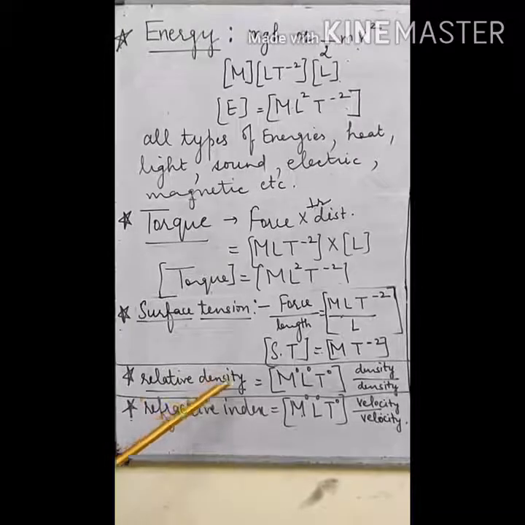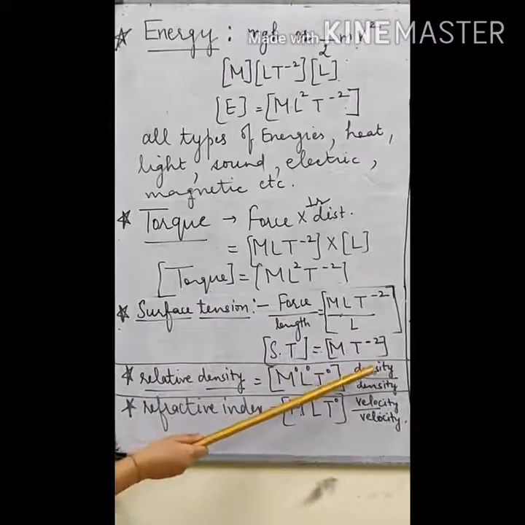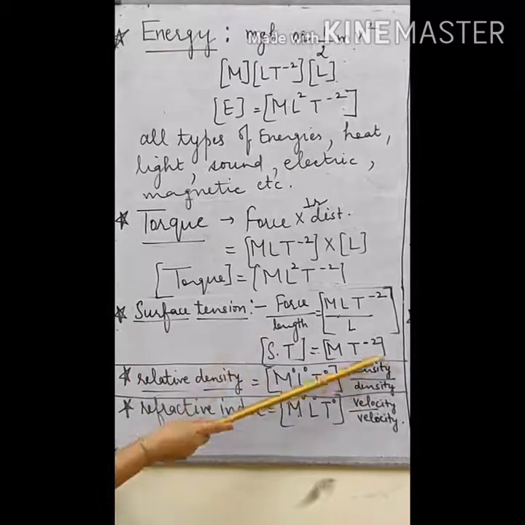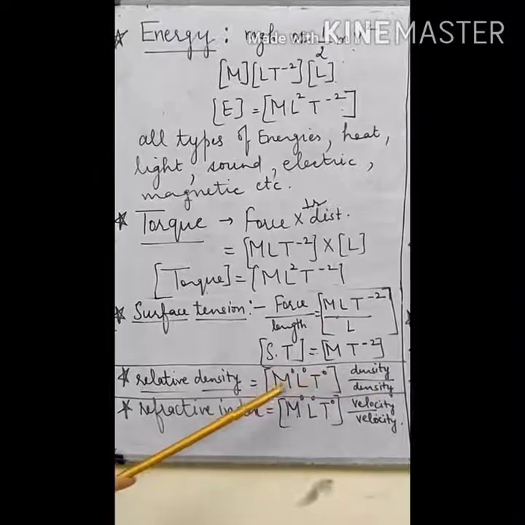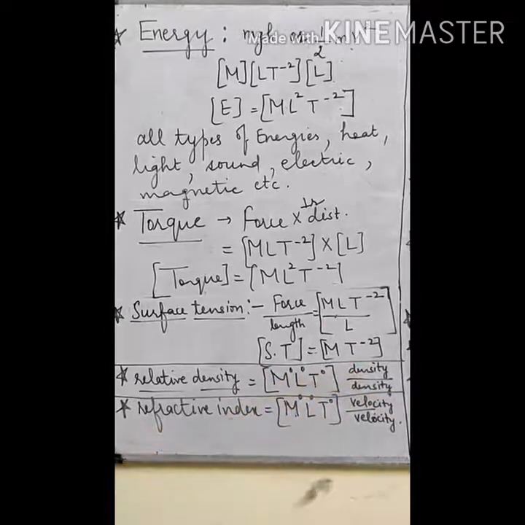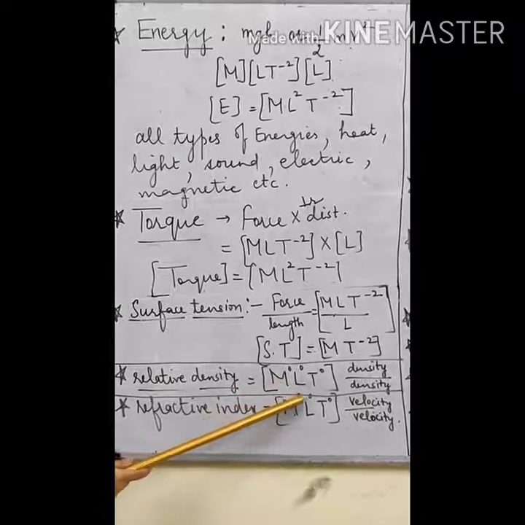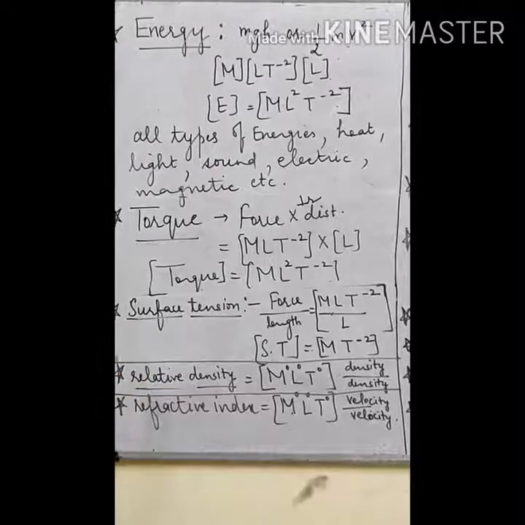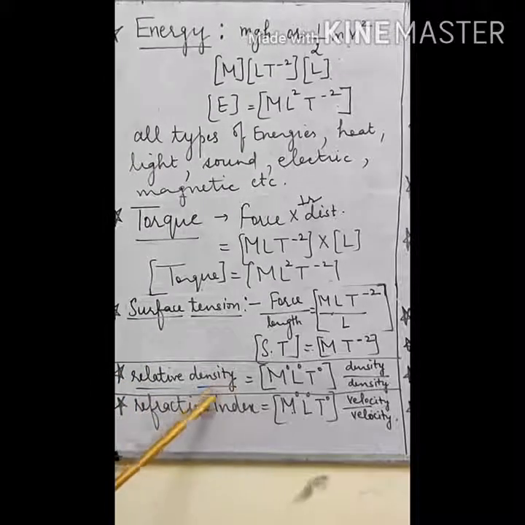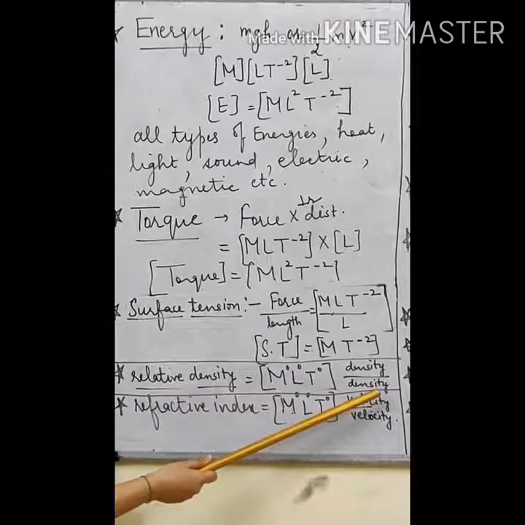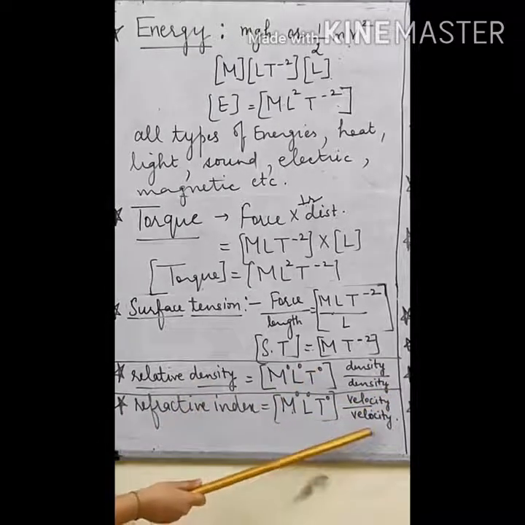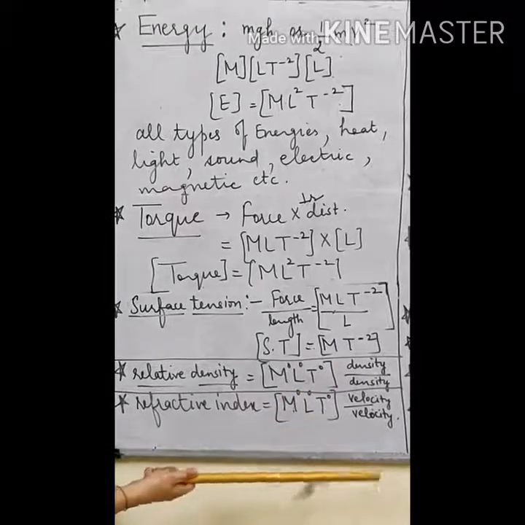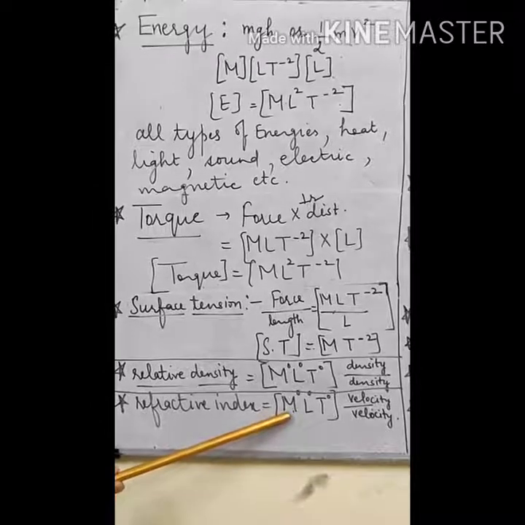Then the relative density. Actually the formula is density over density: density of substance divided by density of water at 4 degrees Celsius. This is the complete formula. Because density cancels with density, dimensions will be M^0 L^0 T^0. This quantity is called a dimensionless quantity. Then is refractive index. Formula for refractive index is velocity of light in vacuum divided by velocity of light in medium. Meaning it is velocity by velocity. Dimensions will cancel, so it is also dimensionless.